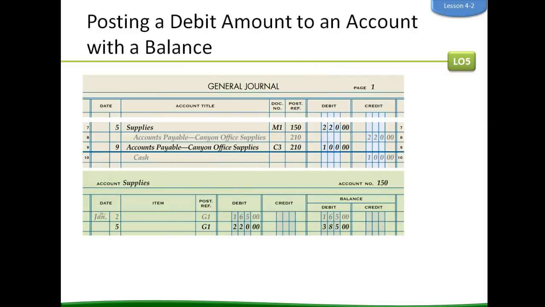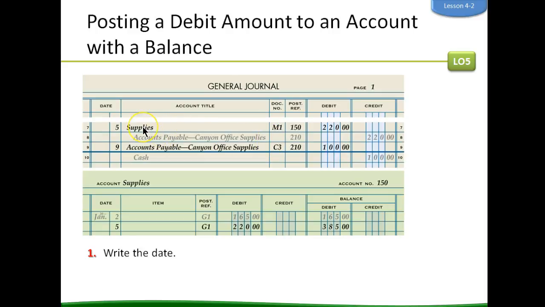All right, so posting a debit amount to an account with a balance. So in our first example where we were doing cash, there was no balance yet, so we were starting out, that was our very first entry. This particular example, we're putting something in our supplies account where there was already a balance in the supplies account. So you can see here's the general journal entry we're dealing with. On the 5th, okay, we have a debit to supplies, so our supplies are increasing, and we're crediting accounts payable, so our accounts payable is also increasing.